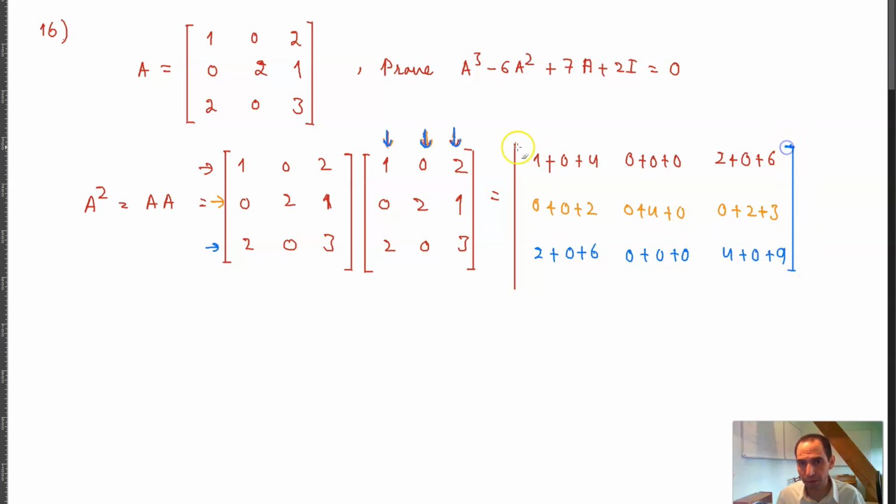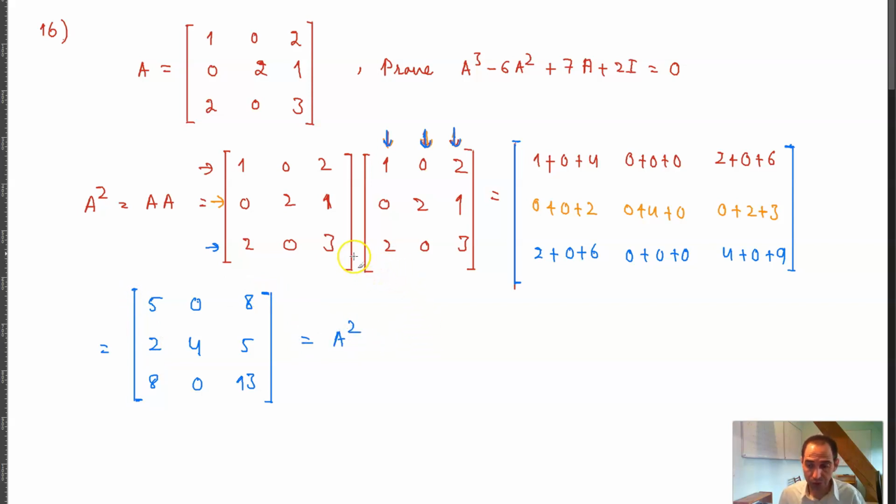And adding these together gives us basically 1 plus 4 is equal to 5, 0, 8, 2, 4, 5, 8, 0, and 13. Now this matrix is A squared.